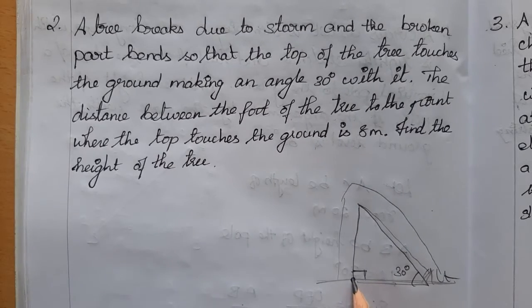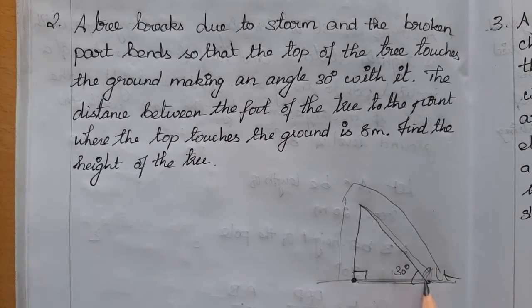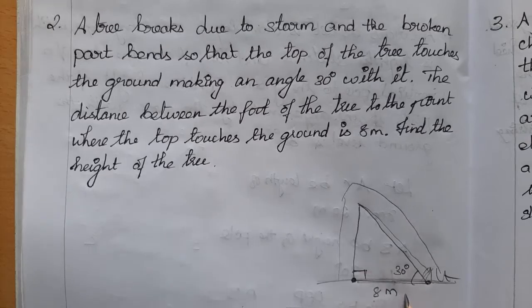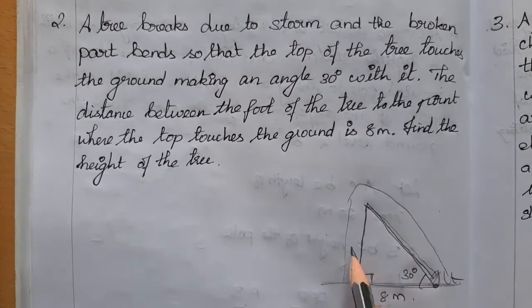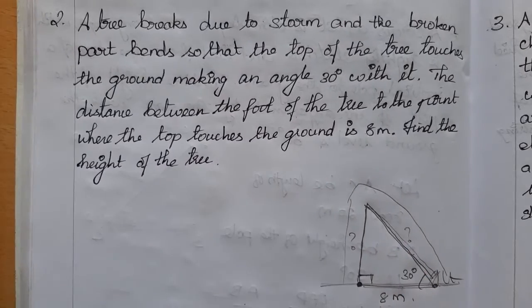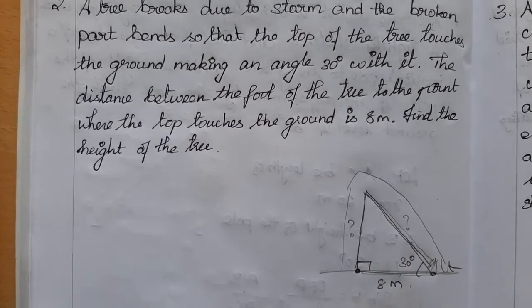So this is the foot of the tree, which touches the point. This distance is 8 meters. Find the height of the tree. So the total height we have to find. Then we have to find this side and this side. Both sides we have to find.